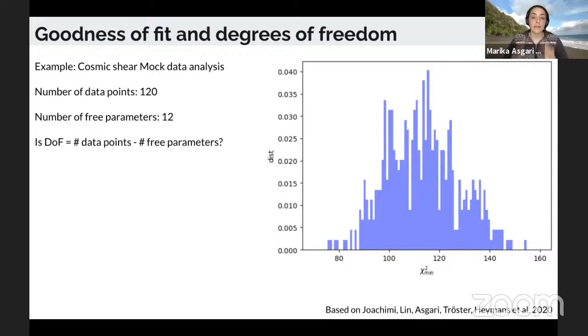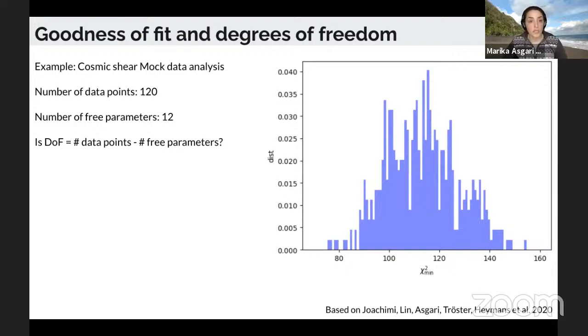Now here the example is again cosmic shear, and this is mock data. So we have 500 realizations of the mock data. So this is noisy data. Noise is taken from the covariance. And in the data vector, we have 120 data points. And we're varying 12 free parameters.